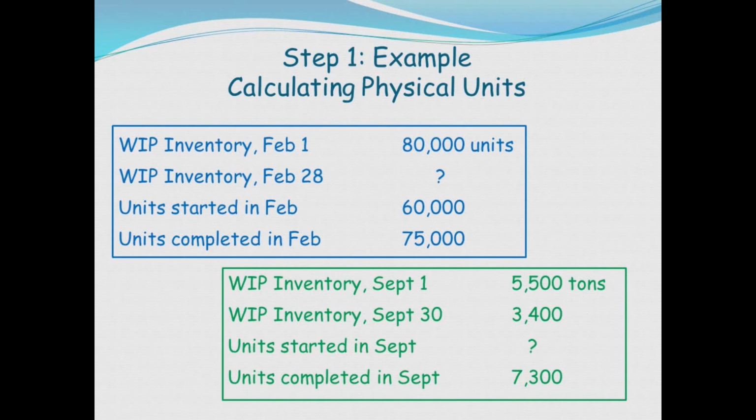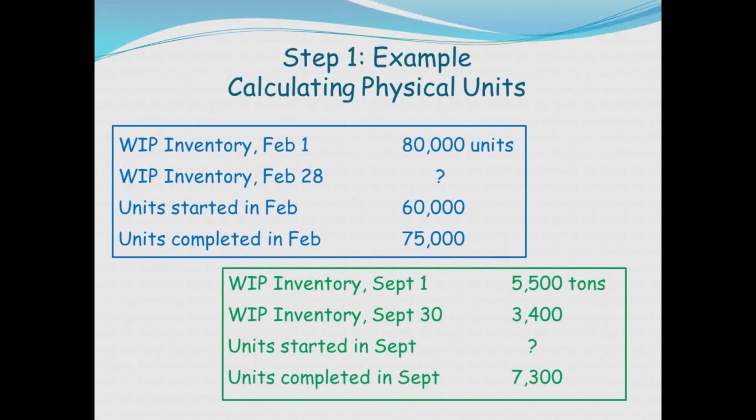So you start with 80,000. You added 60,000. You subtracted 75,000, which leaves you with 65,000. Another way to look at it is everything started, 80,000 plus 60,000, needs to equal everything at the end, either finished or moved on to the next period. So 65,000 plus 75,000 has to equal 80,000 plus 60,000. A couple ways to look at it. And so the answer to the second one Liz told us is 5,200. Same problem, different numbers.